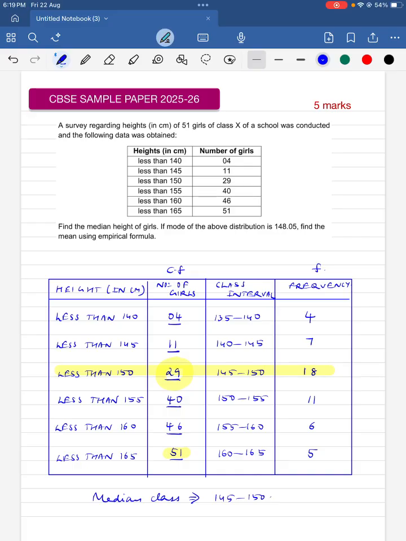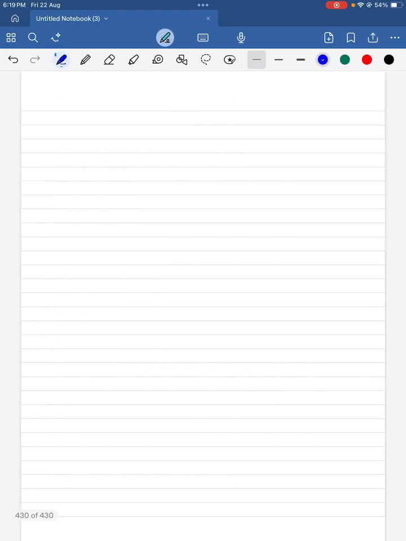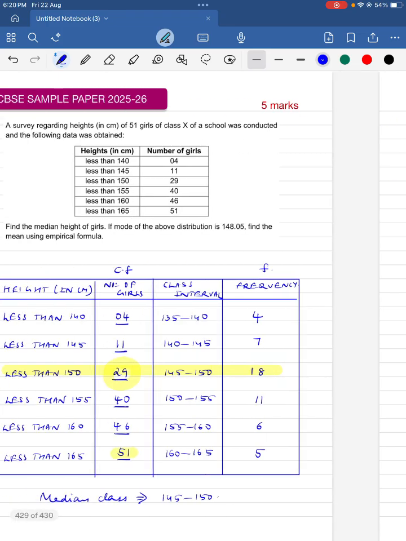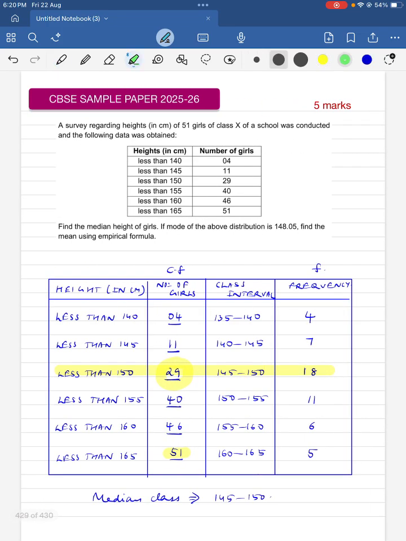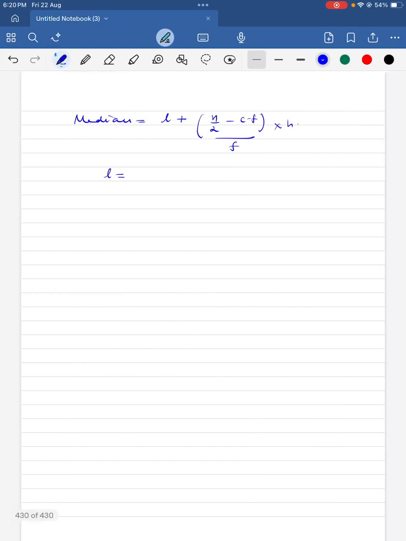Now let's write out the formula to find the median. Median can be found out using the formula: Median is L plus n by 2 minus cumulative frequency divided by frequency times h. Now the value of L will be the lower limit of the median class, and we have found the median class is this, right? And the lower limit of that class is 145. So the value of L is 145.